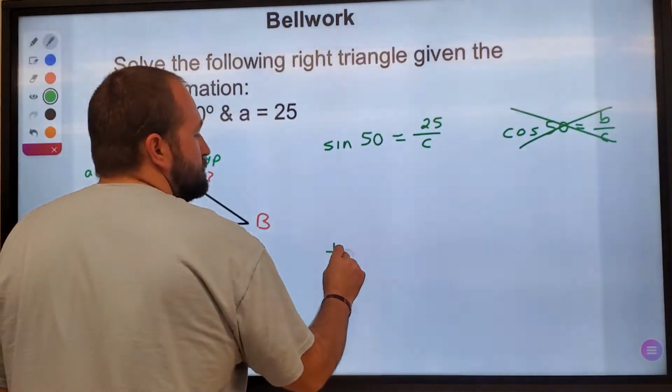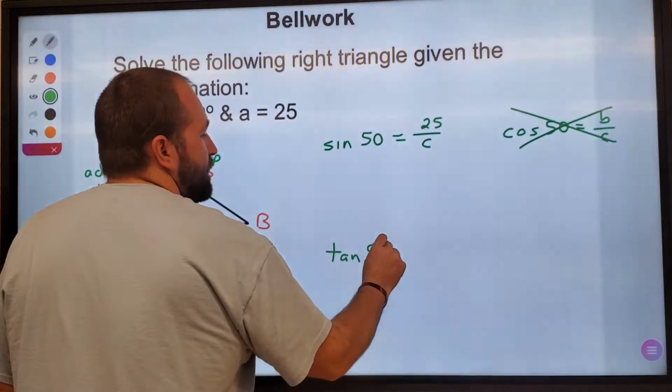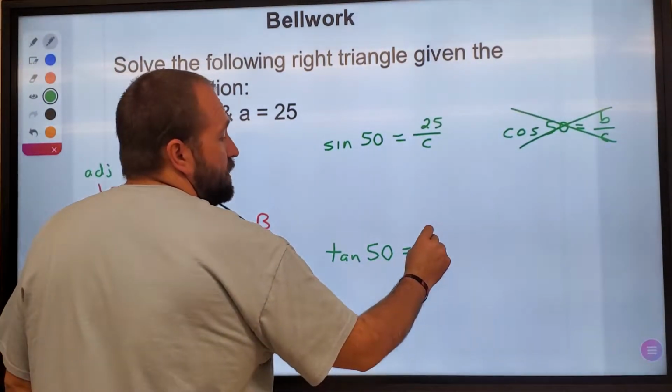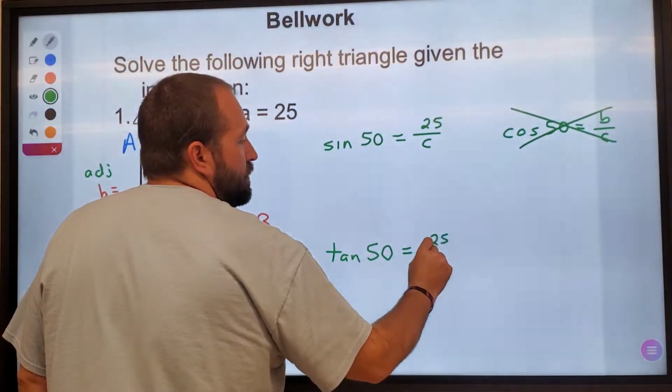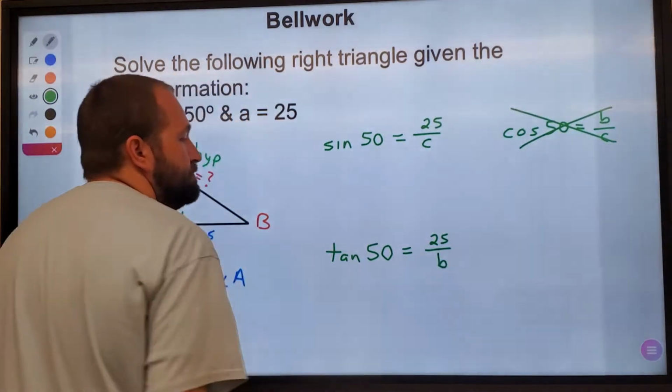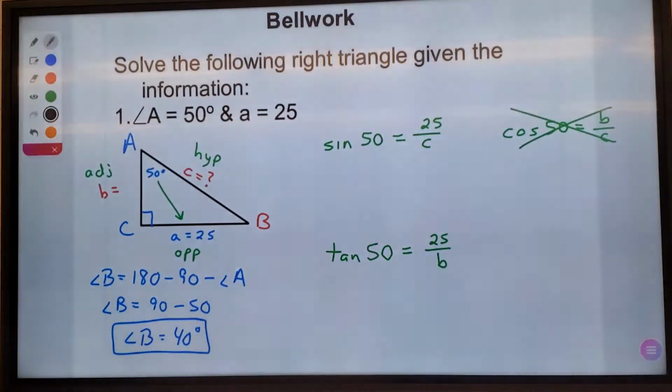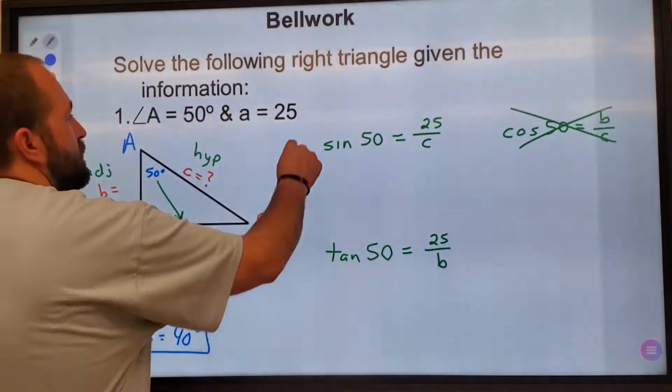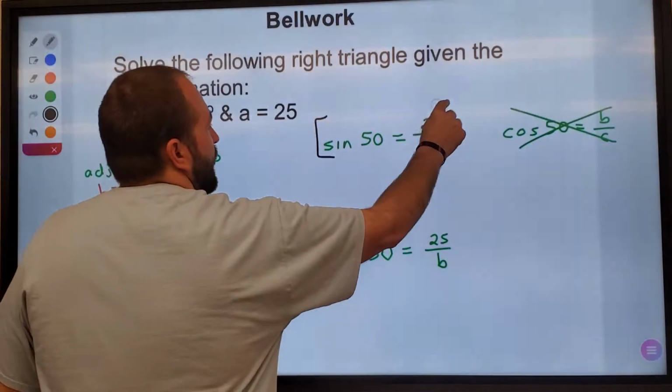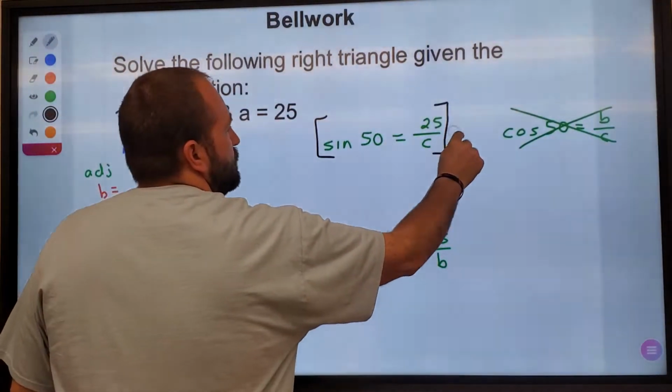Tangent of 50 is equal to the opposite over the adjacent. Okay, and again, we have to work through the process of solving these. So both of these pieces that are missing are in the denominator. So we're going to again multiply by the denominator and then divide by that function to get rid of it. So here, we're going to multiply both sides by C, because again, that's in the denominator.